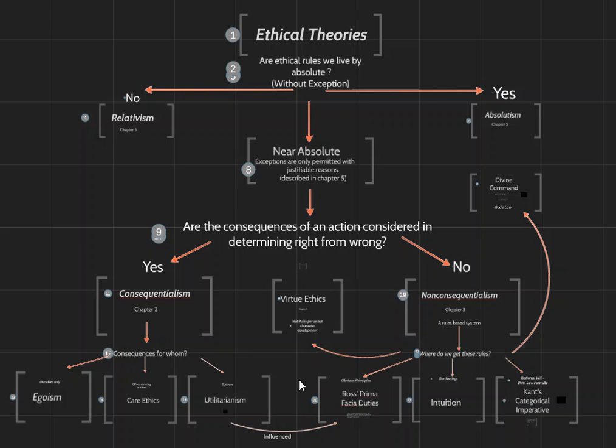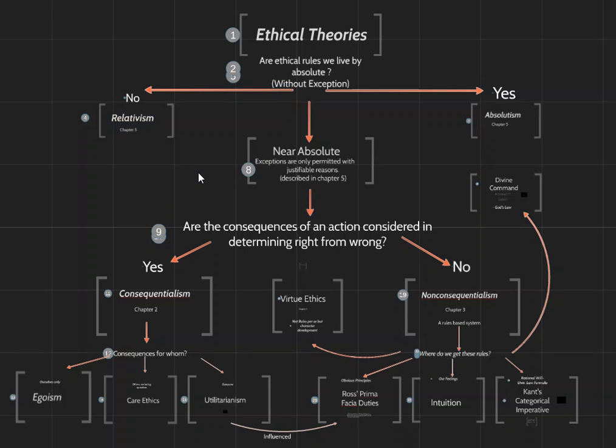So we start out here at the top, and we look at ethical theories so we can compare them. Are the ethical rules we live by absolute? Are they without exception? If we were to say yes to that, that takes us to absolutism, which we covered in chapter 5. It also takes us to divine command. And down here with Kant's categorical imperative, Kant also tries to be consistent and aim toward absolutism. If we were to say no to this question, that brings us over here to relativism.